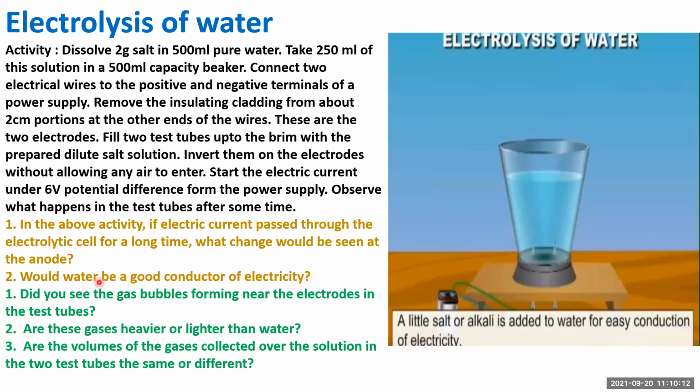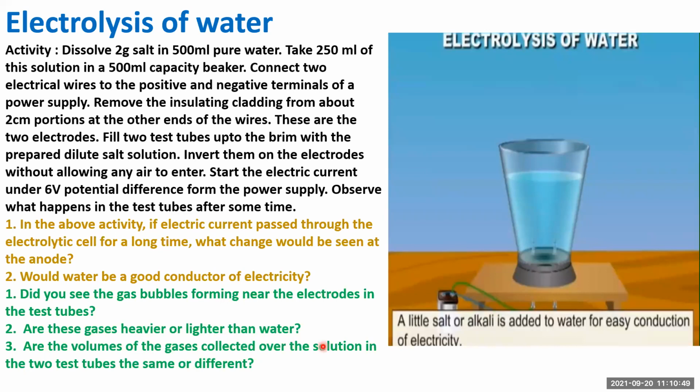Now, next question. Did you see the gas bubbles forming near the electrodes in the test tube? Yes, we can observe gas bubbles forming near the electrodes. Are these gases heavier or lighter than water? The gases are collected above the water, so it is obvious that the gases are lighter than water. Therefore, they come out of the water and are deposited on the upper side. Are the volumes of the gases collected over the solution in the two test tubes the same or different?